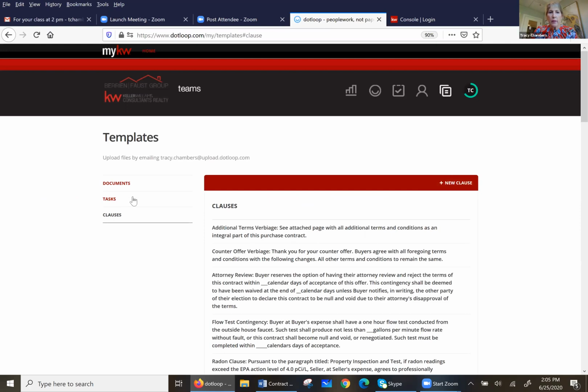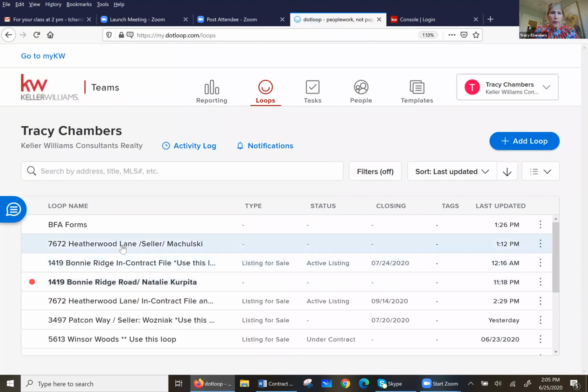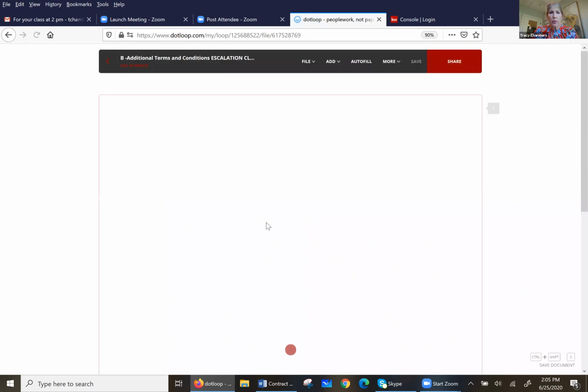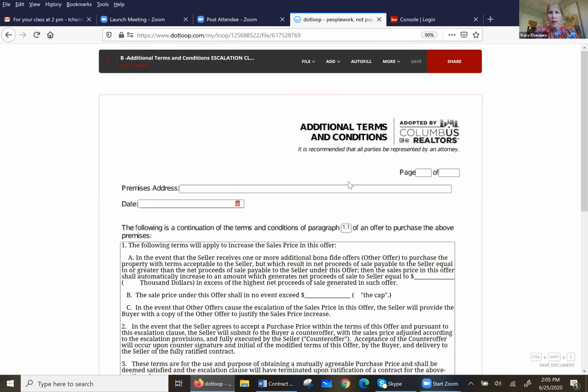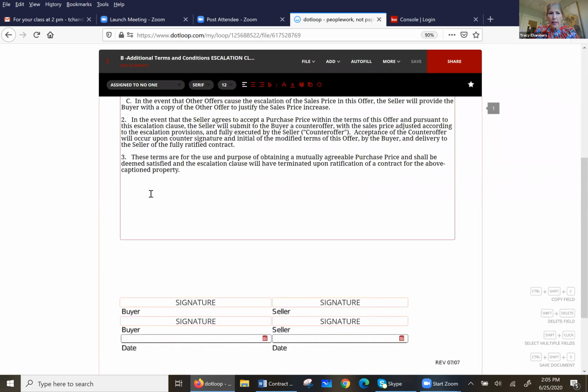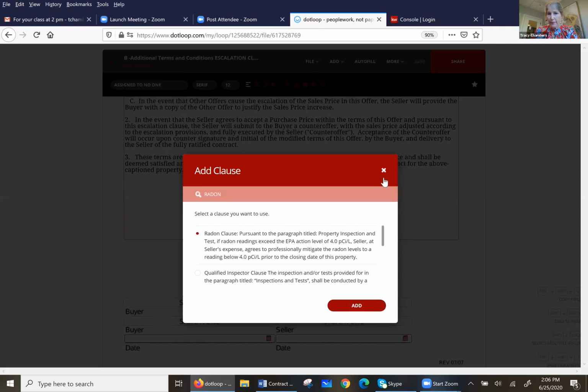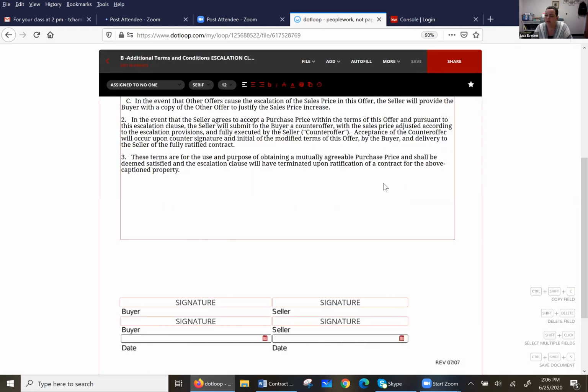If you're in a document or already in a loop and you need to add a clause into a loop, let's just say I'm in a loop, I have additional terms and conditions. This happens to be the escalation one. If I want to add something into my loop, when I click on the area where I can add, this is really hard to see because it's red on black, but those same two little pieces of paper are right there. The first place I showed you, you would have to copy and paste them in, but the easier solution is to click on those little guys right there and either search for a clause, let's just say I want the Radon clause, and then hit the button right there and add it in, okay?